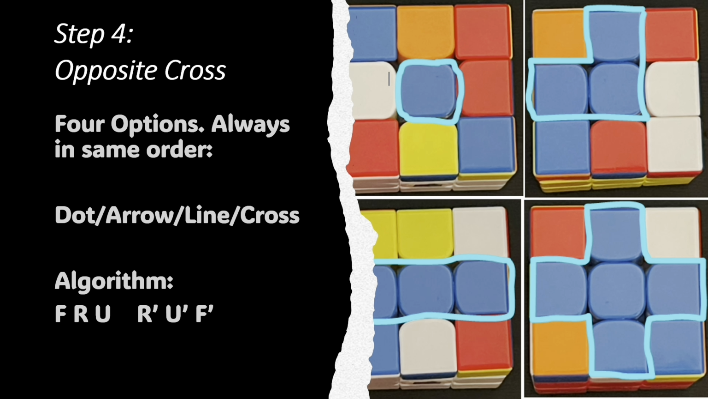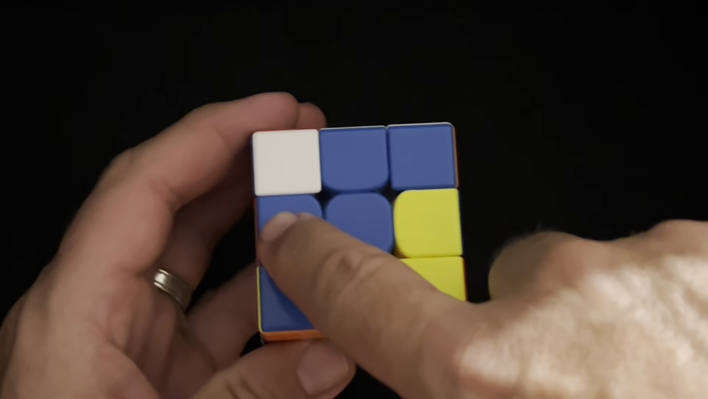Now that we've done it again, we have a blue line across the center. We're going to hold the blue line so it goes across in front of us instead of facing towards us. With that blue line across, we are going to do the algorithm again. F, R, U, R prime, U prime, F prime. And now we have the blue cross at the top. And that is the fourth step. And here's what it looks like.